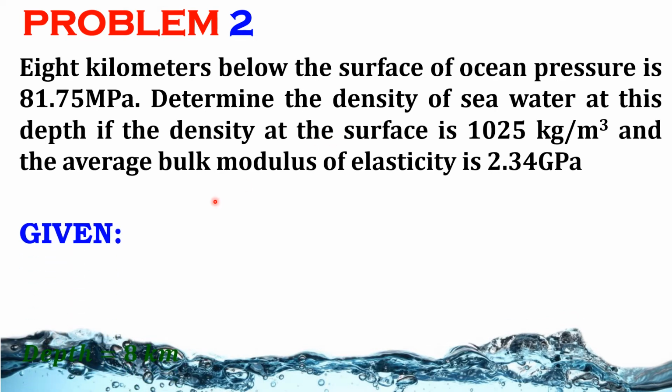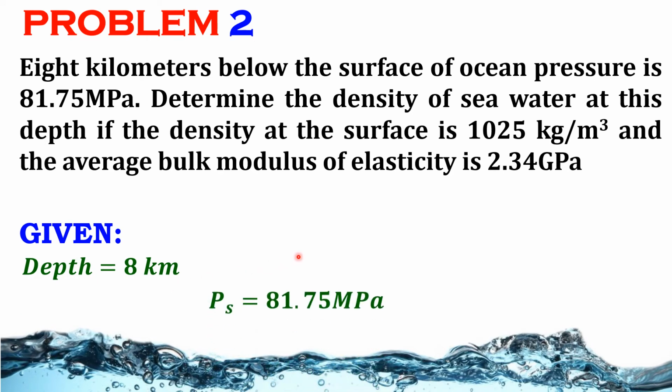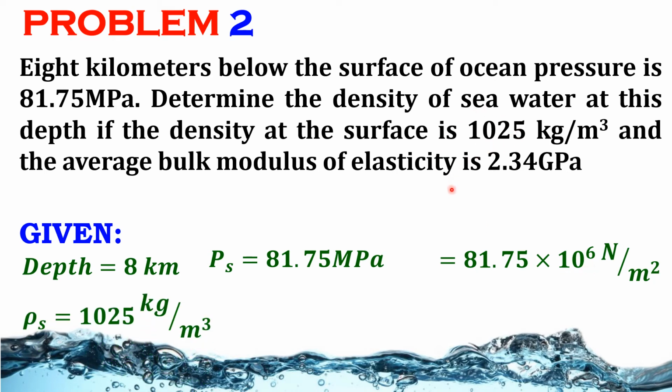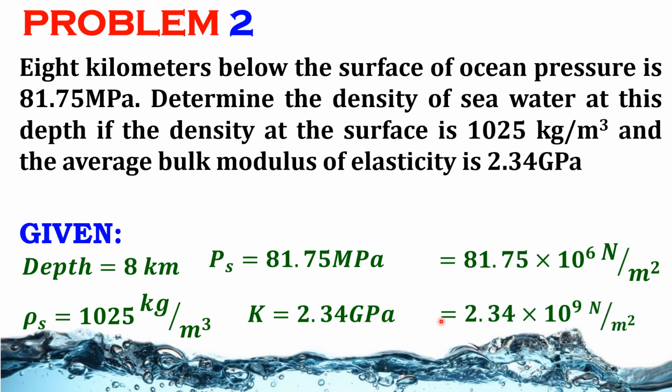First, given data: they are given the depth as 8 km. Then they are given the ocean pressure as 81.75 megapascal. To convert into Newton per meter square, it will be 81.75 into 10 to the power 6 Newton per meter square. They are given the density on the surface as 1025 kg per meter cube and they are given K as 2.34 gigapascal. In order to convert gigapascal into Newton per meter square, 1 gigapascal is equal to 1 into 10 to the power 9 Newton per meter square. Therefore, K is equal to 2.34 into 10 to the power 9 Newton per meter square.